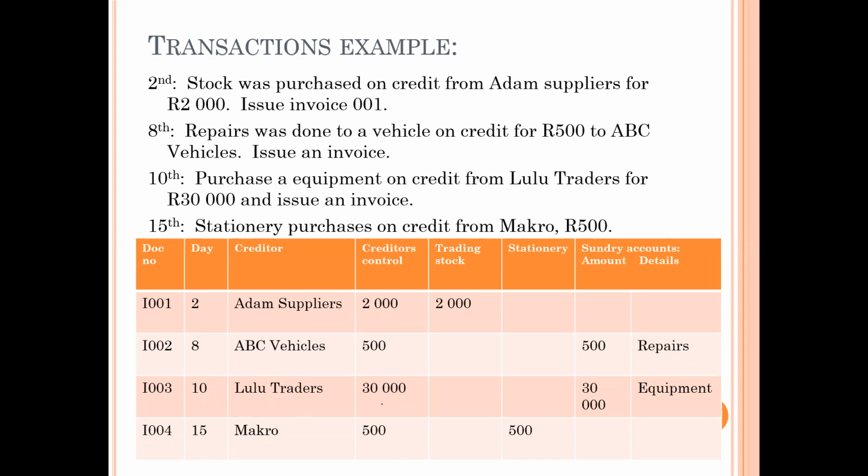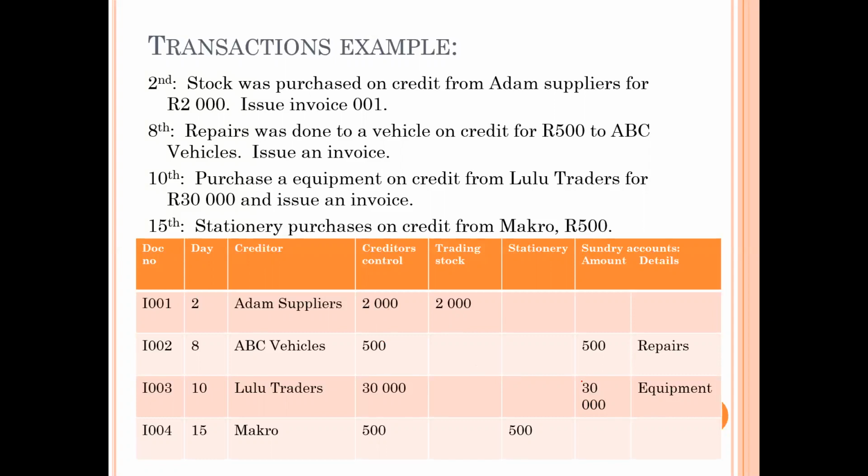30,000 is your amount, and you write the amount in creditors control. And for what is it? It is for equipment. There's not a column at the top for equipment, so it goes to sundry accounts. So I think you can notice by now, every time the amount must be in creditors control and for what it is. Like on the second, it was creditors control and trading stock. On the 8th, it was creditors control and for repairs. On the 10th, creditors control and for equipment.